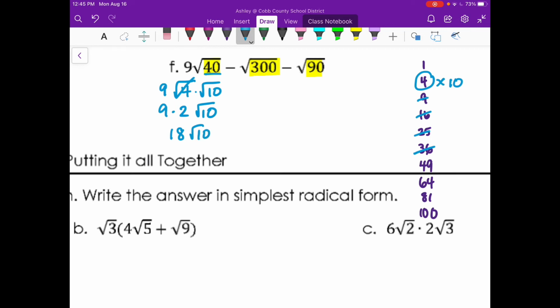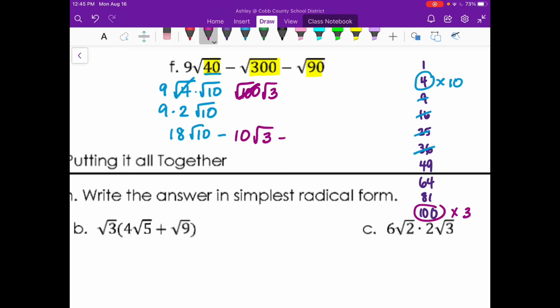So I've simplified my first radical expression, and now I'm going to bring down my minus sign and work on my second radical expression. So I have radical 300 there, and radical 300 is clearly divisible by 100. 100 times 3 is 300. So I'm going to split that radical 300 into radical 100 times radical 3, and I'm going to bring that down as 10 radical 3. Take the root of 100, which is 10, and bring it out to the front of the radical.